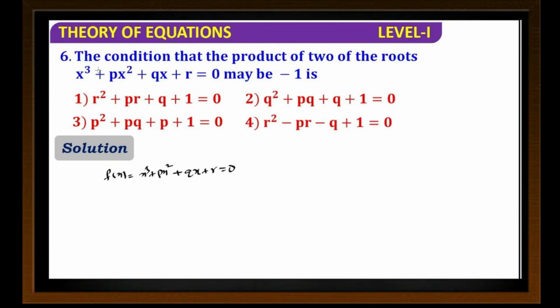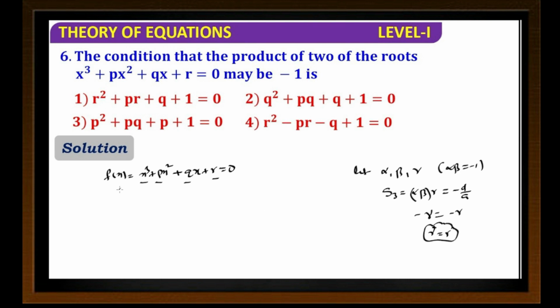Now question number 6: the condition that the product of two of the roots may be minus 1. We have to find the condition if the product of two of the roots is minus 1. So let the roots be alpha, beta, gamma. The product of the roots S3, alpha beta gamma, is minus d by a, but the given product of two roots is minus 1. If alpha into beta is minus 1, so minus gamma equals minus d by a; from the equation a, b, c, d, that is minus r. So gamma equals minus r means our third root gamma equals r.